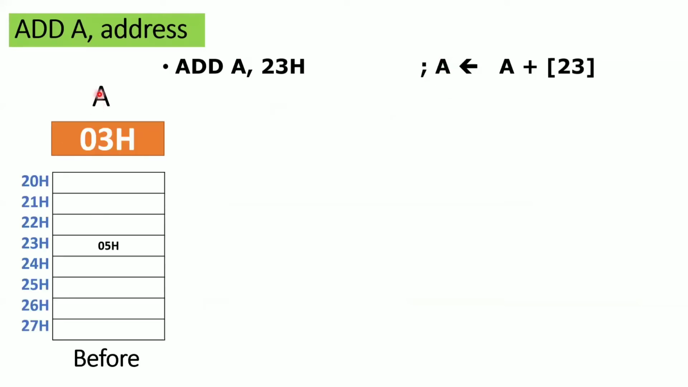Now take an example. A has 03h, and this is your memory location, and every location has its address. If you see here, there is 23h. This is one address location, which consists of the value 05h. Now I am adding these numbers. What is the value of A plus 05h? Because it is direct addressing mode. I am sure you know this because I am giving the address directly in the instruction.